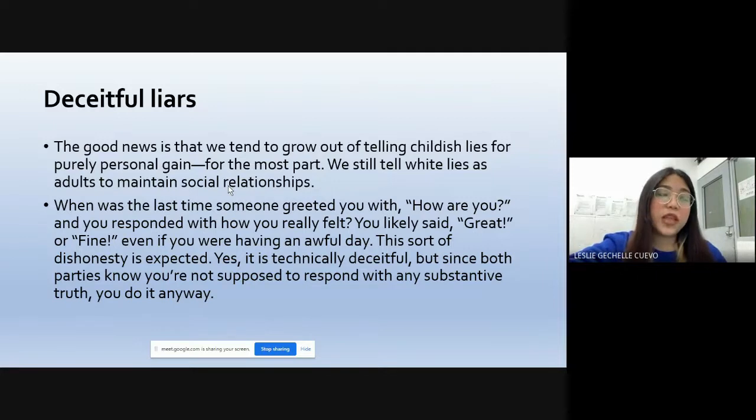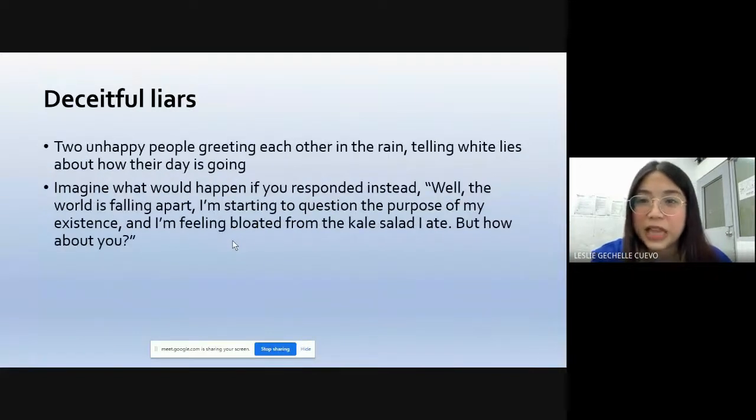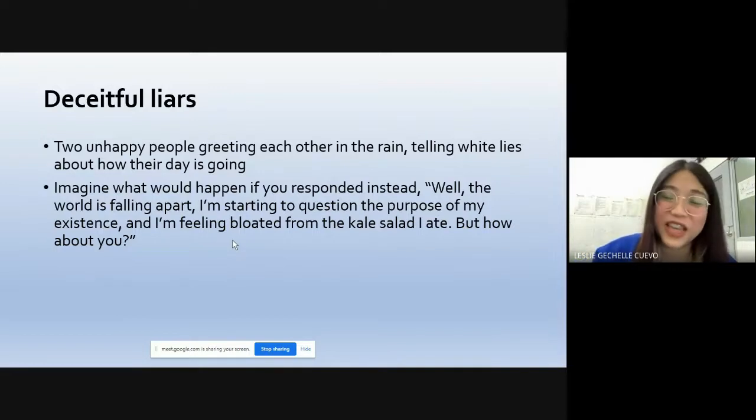So imagine what would happen if you responded instead, well, the world is falling apart, I'm starting to question the purpose of my existence, and I'm feeling bloated from the kale salad I ate. Yung sabi mo, magda-diet ka na. Pero, hindi mo naman talaga gusto yung kinakain mo. Pero, okay lang ako. Okay lang. Pero ikaw, kamusta ka? Ganun naman ang usual response natin. So, in games like poker, yan.